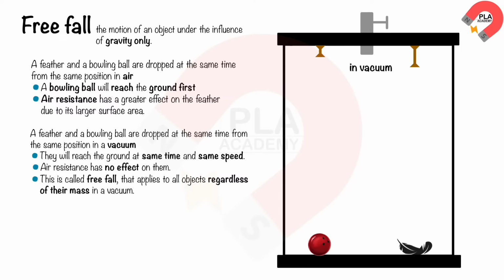Free fall describes the motion of an object under the influence of gravity only. We can conclude that there is no air resistance and only weight acting on the object. The object accelerates constantly towards the ground due to gravity. This acceleration is typically denoted by the symbol g and has a value of approximately 9.8 meters per second squared.